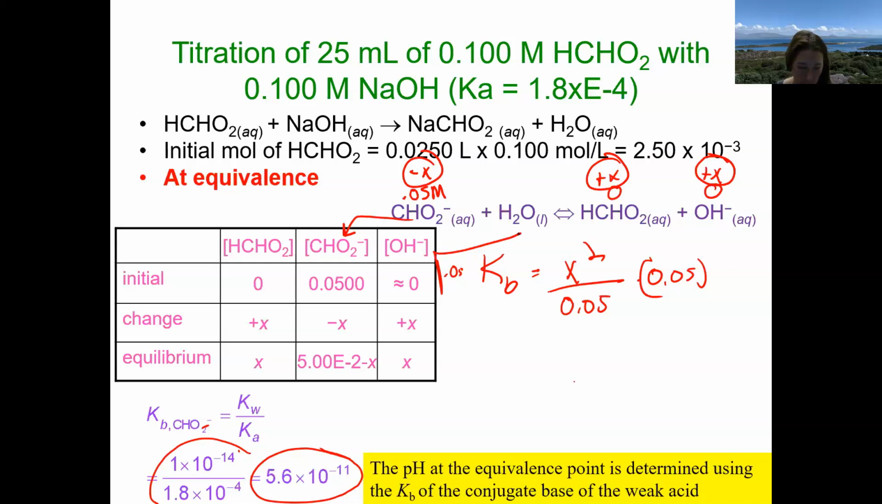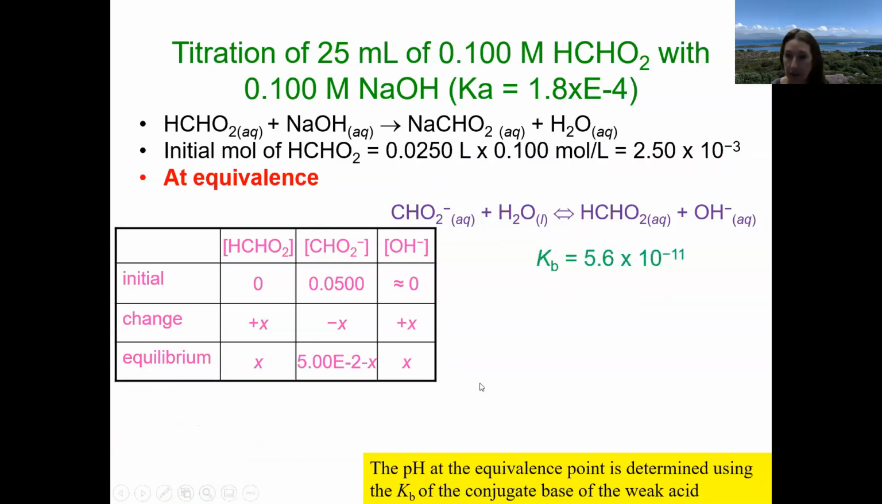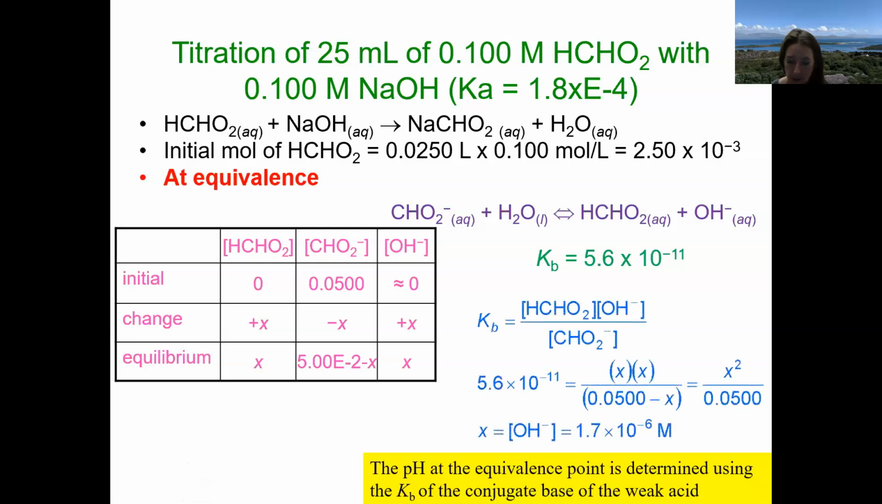And will X's small work? Totally should. This is 10 to the -2. This is 10 to the -11. On your exam, I would let you say the difference is 10 to the 9th. X's small will work. I'd be okay with that. But you better check because there will be times X's small doesn't work. Okay, so we plug in our KB, and again, we assume our X is small, and we get 1.7 times 10 to the negative 6.